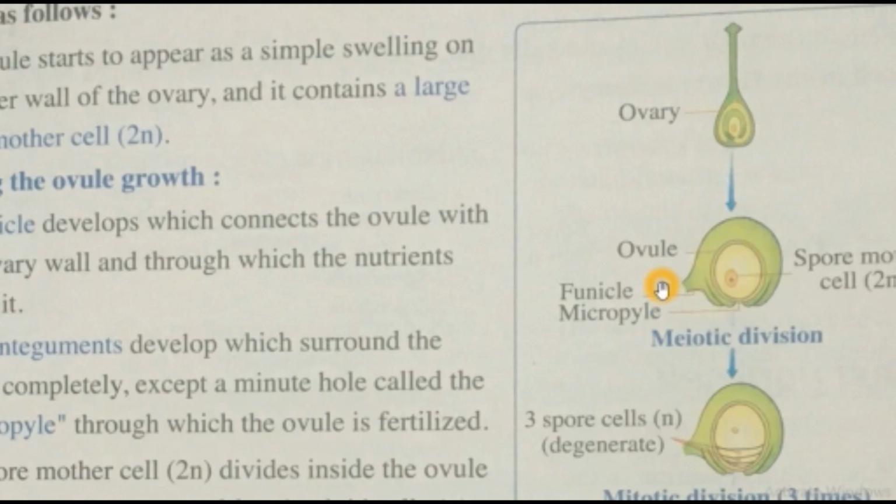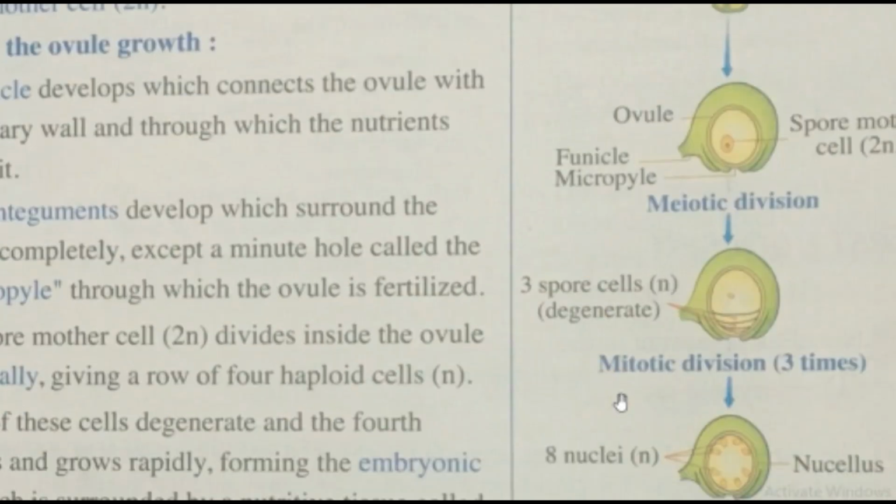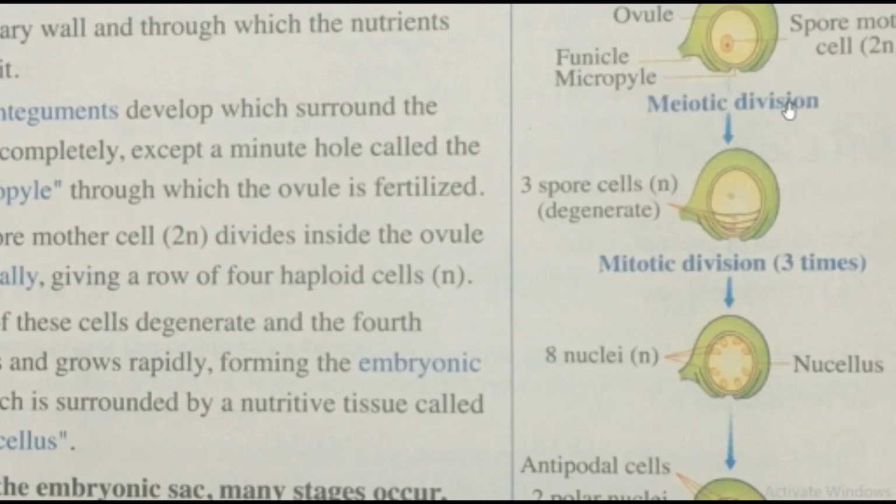The ovule appears as a swollen part inside the ovary, and it connects to the ovary by a funicle. It's like the umbilical cord in babies, so this is the funicle. And the 2 integuments, which means like 2 membranes, develop and surround the ovule, leaving a small hole. This is called the micropyle, through which the fertilization occurs. The spore mother cell is 2n, the diploid number of chromosomes.